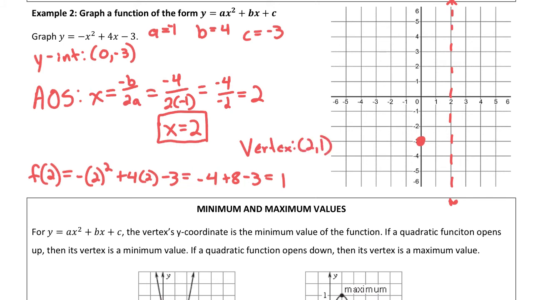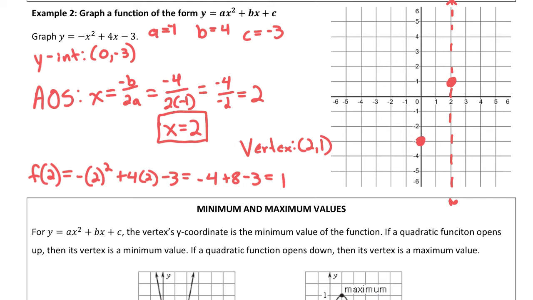Oh, dropped my pen there. Sorry, guys. (2, 1). All right? So I'm going to graph my vertex, (2, 1). And the way you can tell if your vertex is the right point is if it lies on the axis of symmetry. Okay? So that's a good thing. So I've got my vertex.